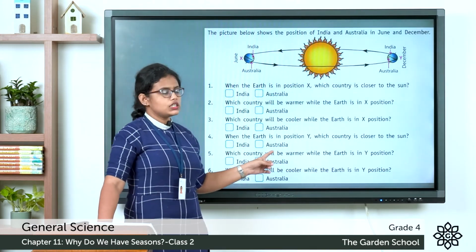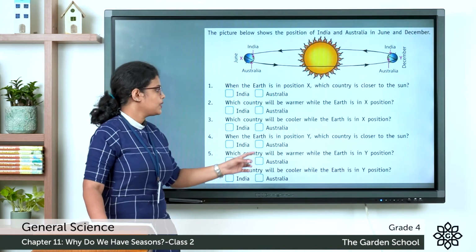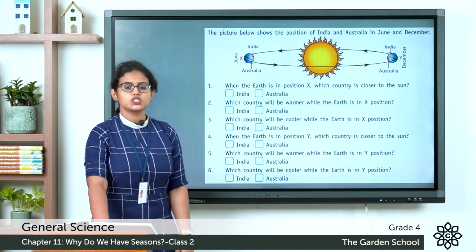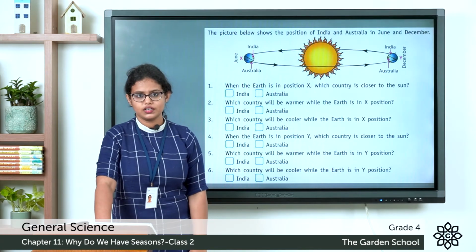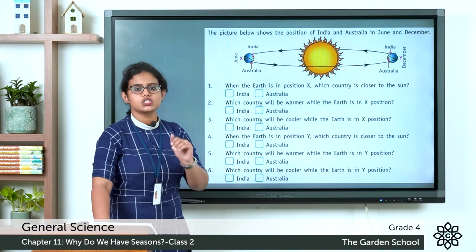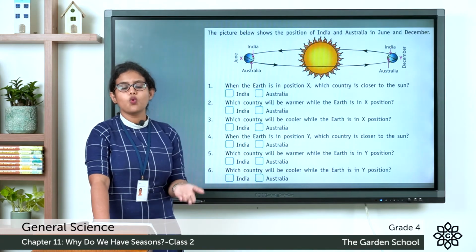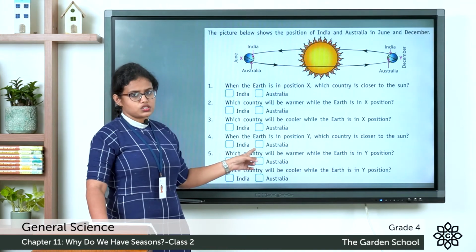See the fourth one. When the earth is in position Y. So where is position Y? There. Which country is closer to the sun? Now it is Australia. So Australia is closer to the sun, so it receives more light and heat. So you can tick Australia.